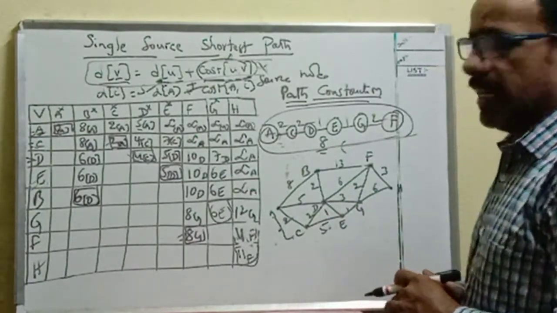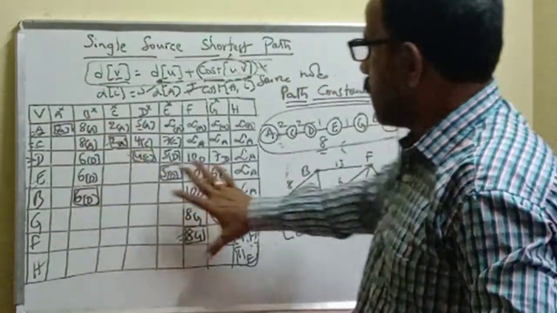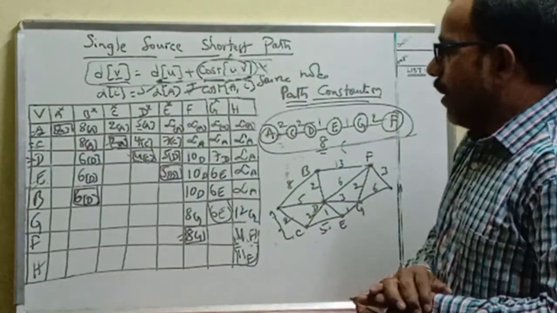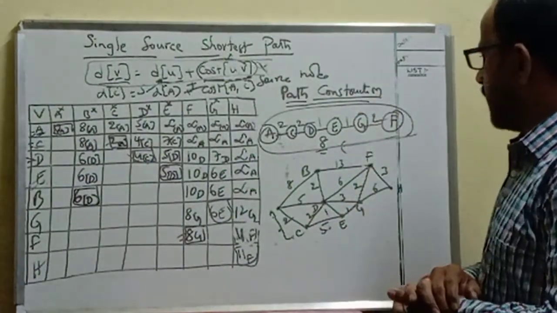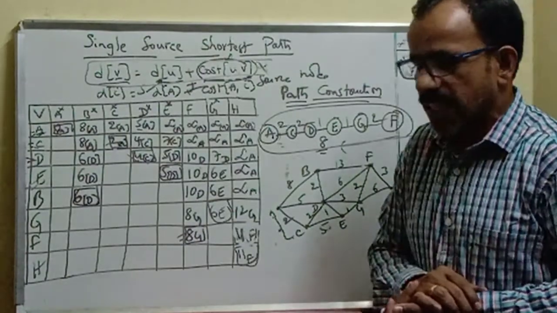So like this, we can calculate shortest paths from the source node to all the remaining nodes. In this way, we can construct a path between source and selected node.